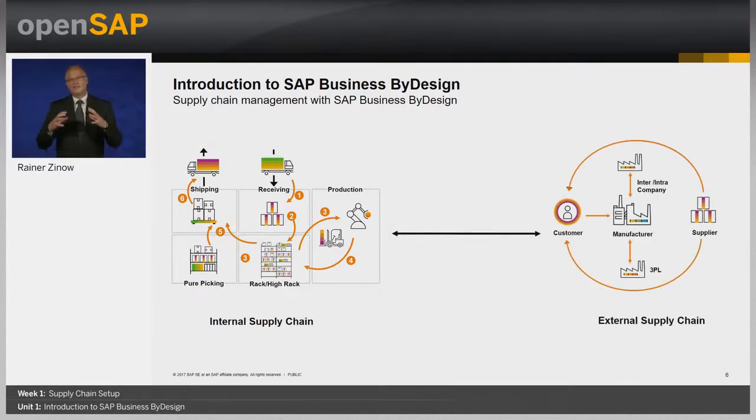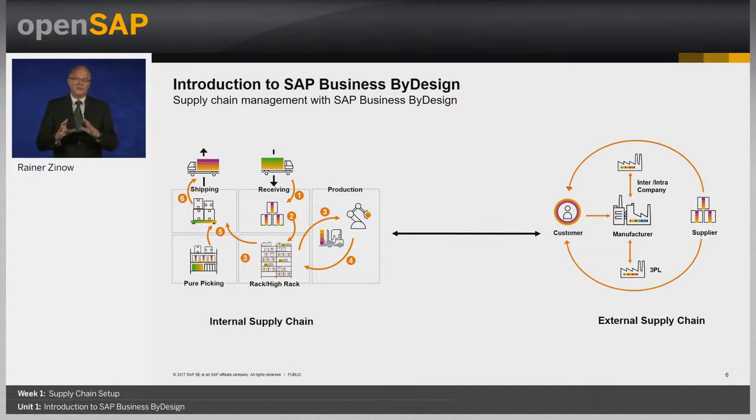The second part of it is obviously you're part of a bigger picture, which we describe as the external supply chain. So you have on the one side your customer, and you need to understand the customer demand to do proper demand planning. And on the other side you have your suppliers from whom you source the goods which you need to contribute with your value add in the supply chain. So you use the intercompany capabilities that Business Bydesign brings to the table.